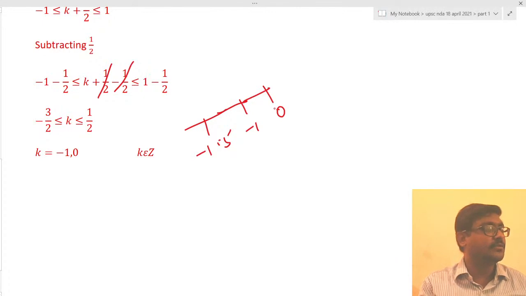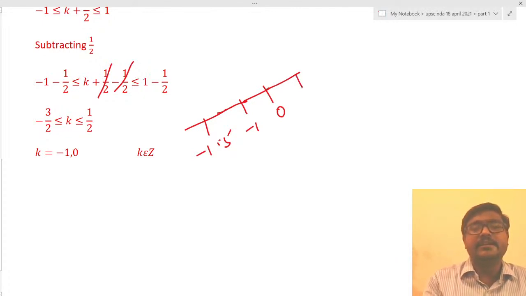Correct? We will get 0. Like that. It is correct only. Here we will get integer value 1. But we have to get minus 3 by 2 plus half only. So we will take a half, 0 to half.